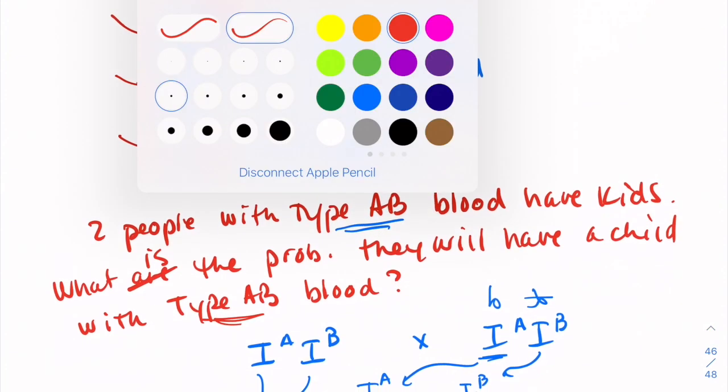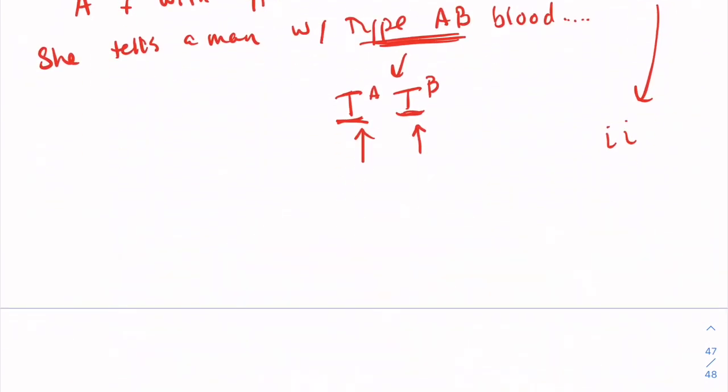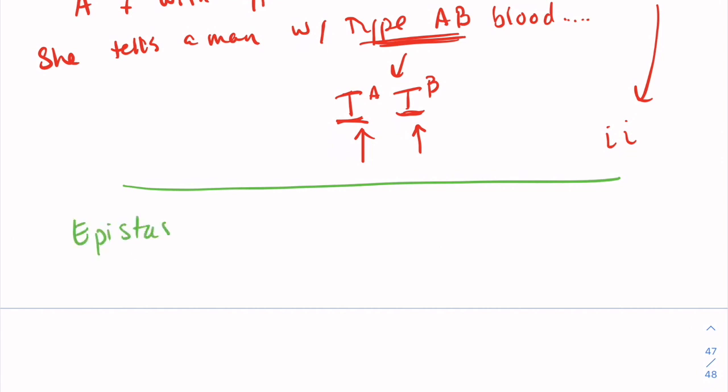Another example of when things get funky, when they are not super straightforward, with one dominant allele and one recessive allele, we're going to look at a concept called epistasis. Epistasis is a phenomenon that occurs when the alleles at one gene influence the expression of the alleles at a whole other gene.